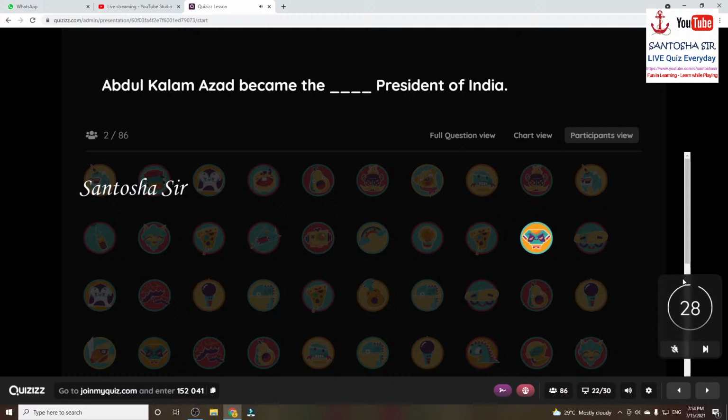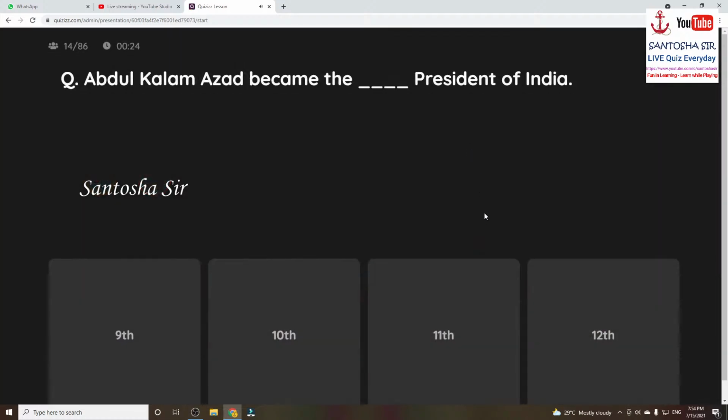Abdul Kalam Azad became the dash president of India. That means the number. So is that 9th president, 10th president, 11th president, or 12th president?